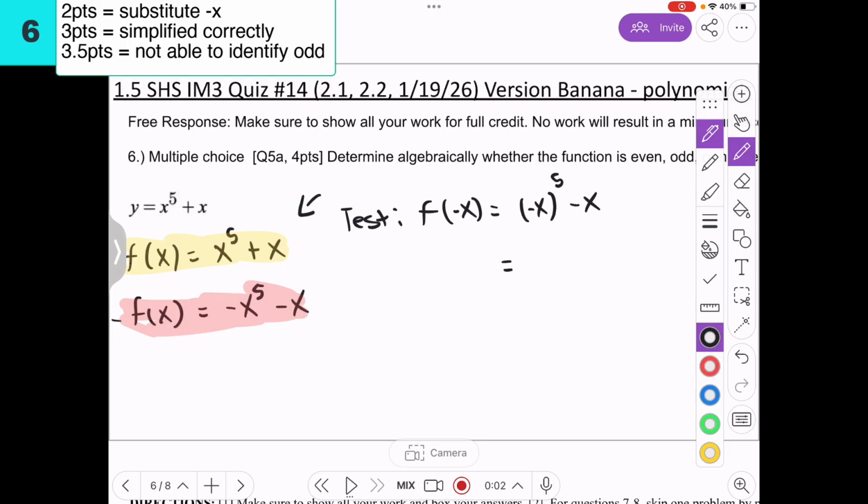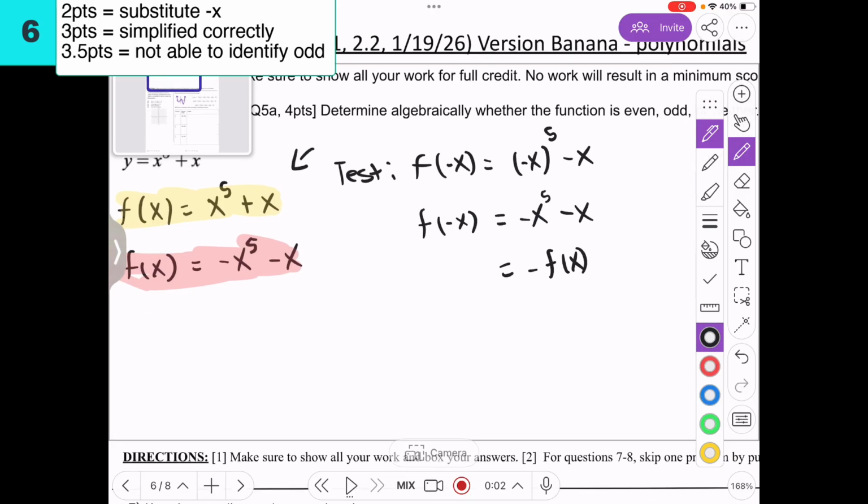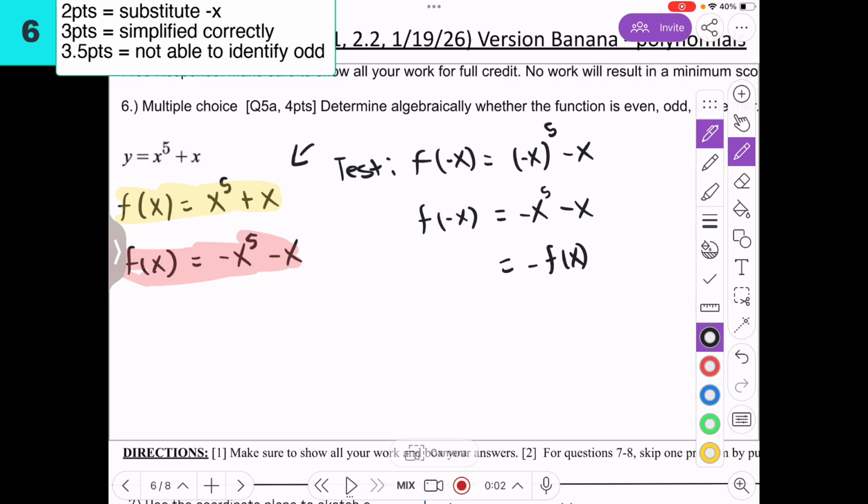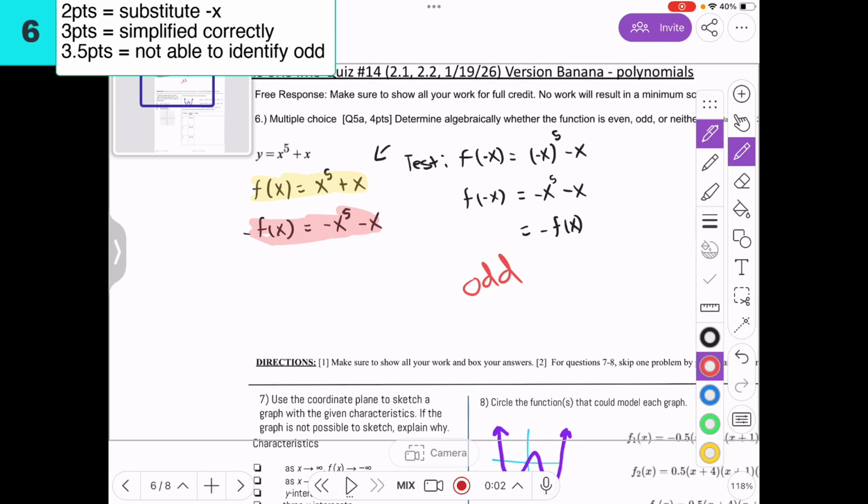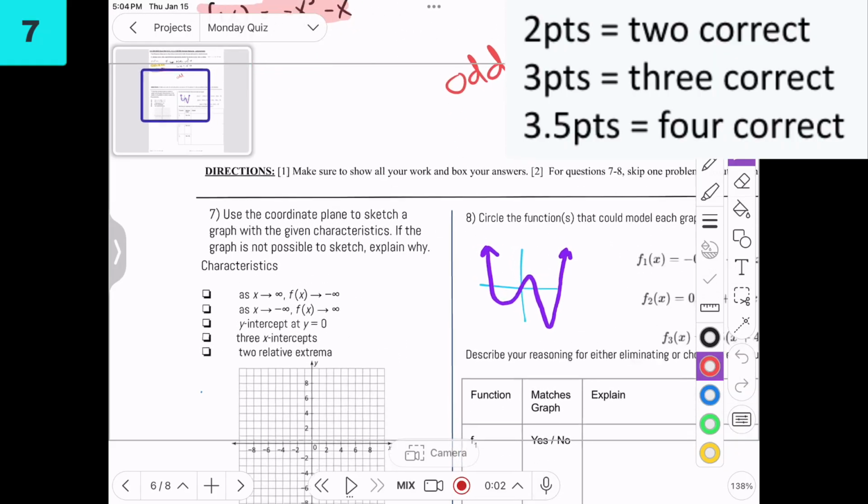Anytime a negative number is raised to an odd number, in this case raised to the 5th power, it stays negative. So now I have negative x to the 5th power minus x. Notice that when I plugged in negative x into my original, it's actually equal to negative f of x. So because that's the case, my function is odd.